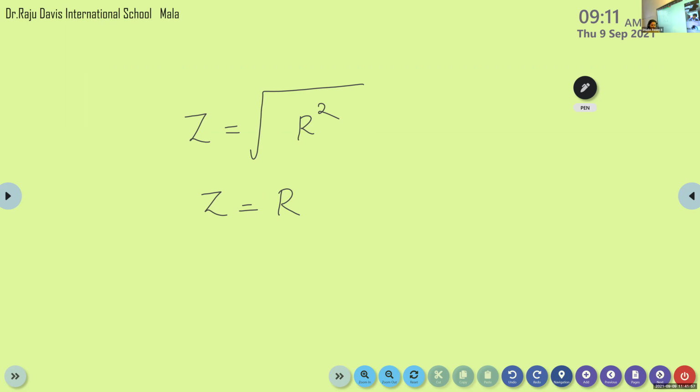If the resistance offered by the inductor and capacitor becomes equal, then the term chi L minus chi C is equal to 0.